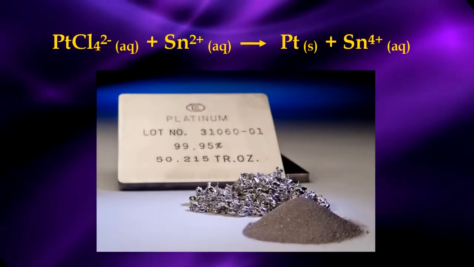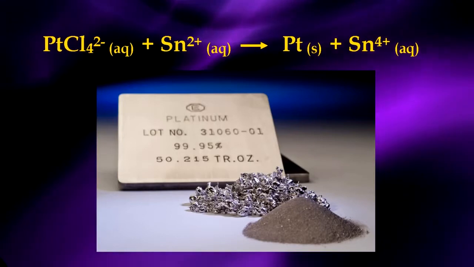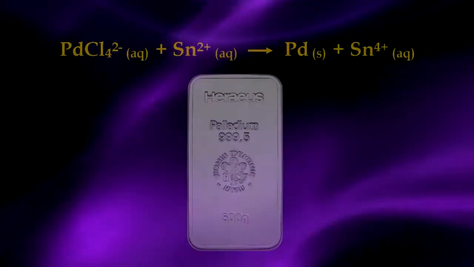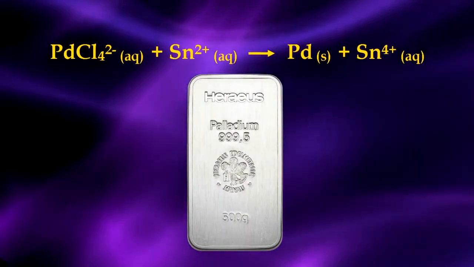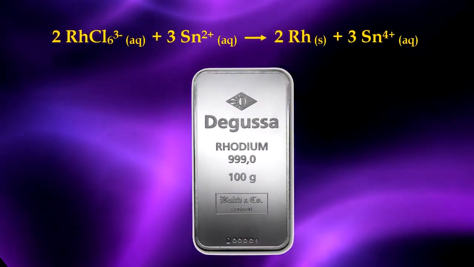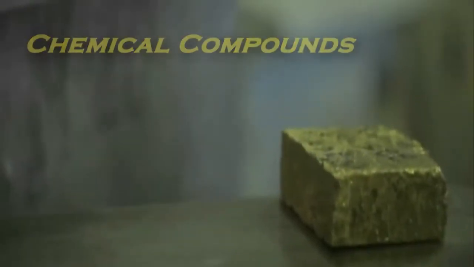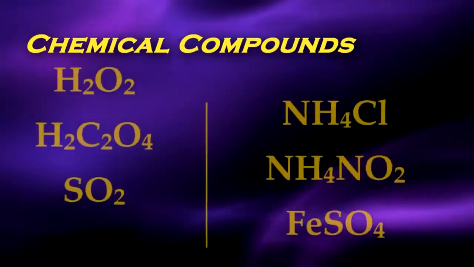Here are examples using tin in the +2 state, which will give up 2 electrons to convert to the +4 ionic state. The precious metal ions receive these electrons and cement out as solids. An additional method for transferring electrons is through chemical reactions using chemical compounds.